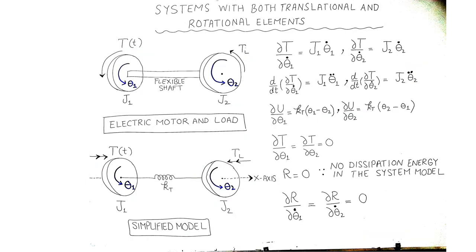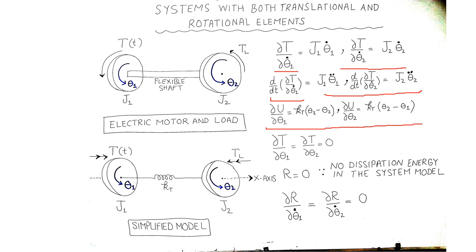The next step involves calculation of the partial derivatives of the energies with respect to the displacement variables theta 1 and theta 2. So we calculate the partial derivative of kinetic energy with reference to theta 1 dot as well as with respect to theta 2 dot, and then calculate the time derivative of those partial derivatives. It's shown here. Likewise, calculate the partial derivatives of the potential energy with reference to theta 1 and theta 2 separately to obtain the following expression.